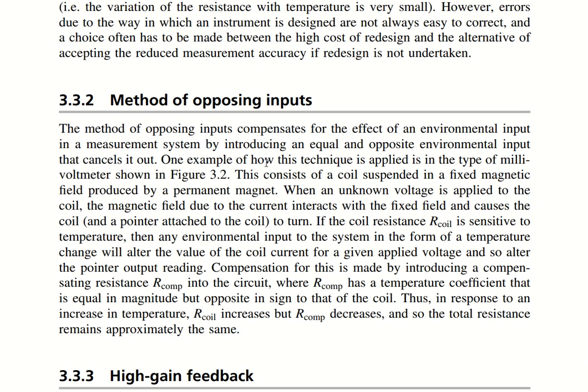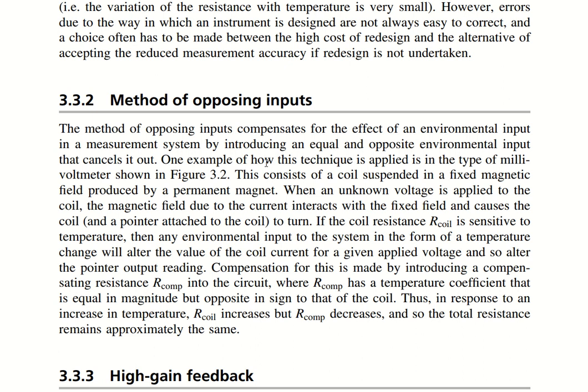So it consists of coils suspended in a fixed magnetic field produced by a permanent magnet. So when unknown voltage is applied to the coil, the magnetic field, because of the current, interacts with the fixed field and causes the coil to turn. And if the coil resistance is sensitive to the temperature, then any environmental input to the system in form of a temperature change will alter the value of the coil current for a given applied voltage, and so alter the point of output reading as well, right?